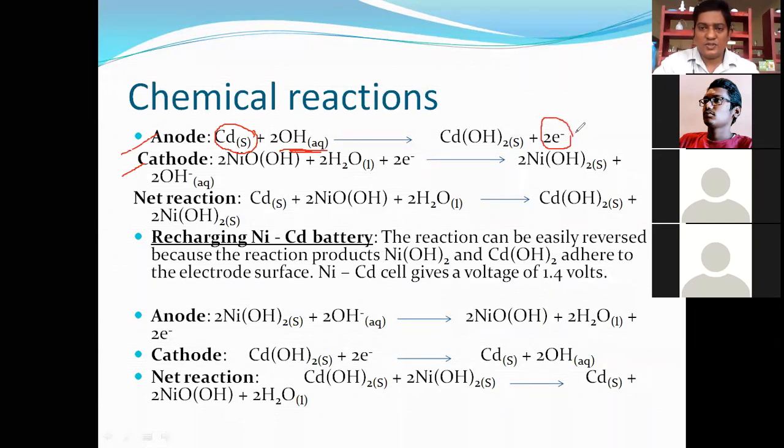Loss of electrons is known as oxidation. So, cadmium in the solid state, with potassium hydroxide giving rise to OH minus, gives Cd(OH)2 plus 2 electrons. Loss of electrons is known as oxidation.